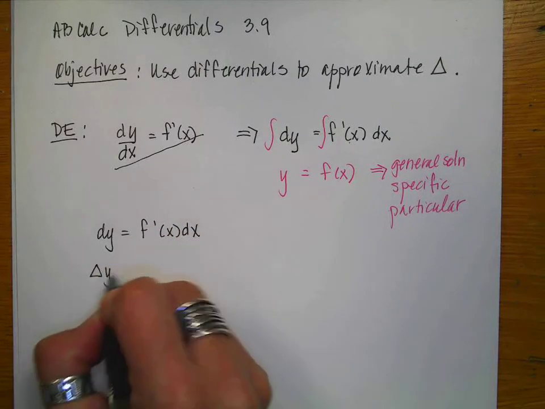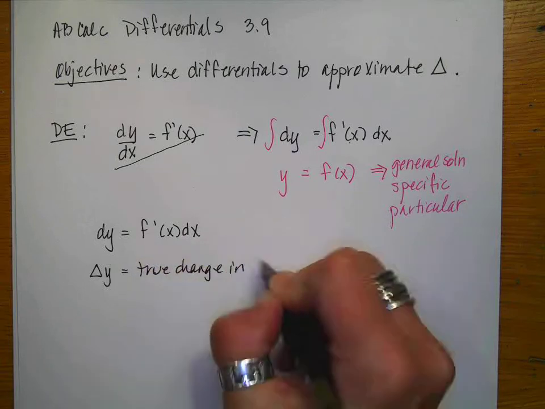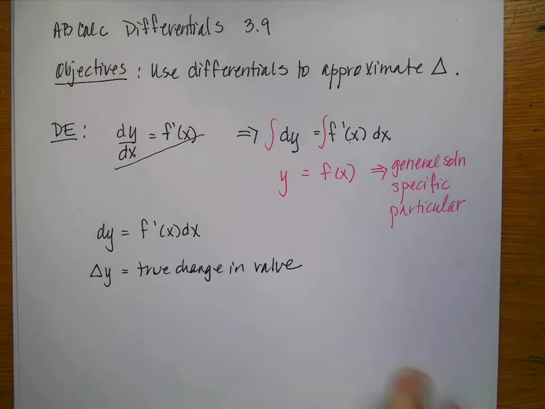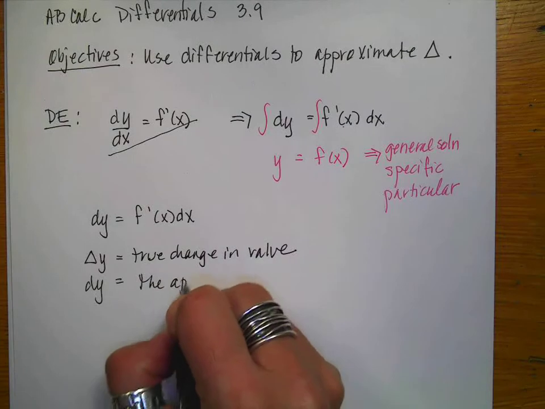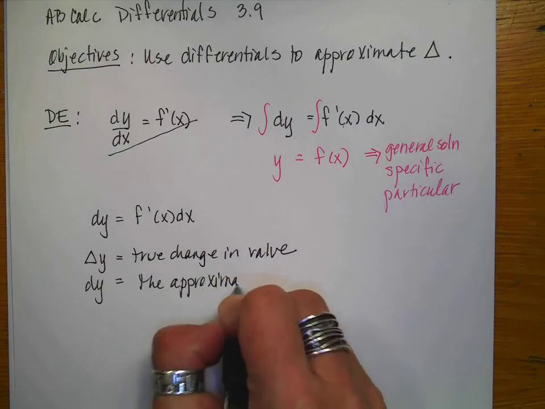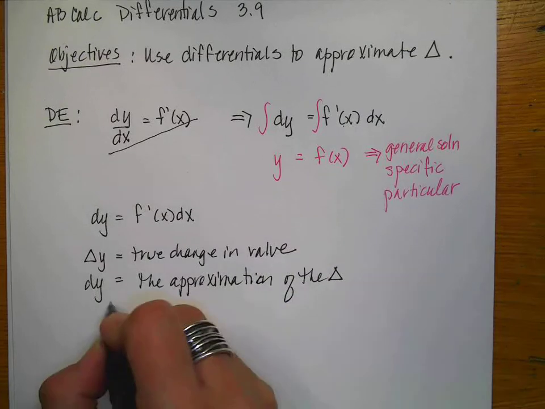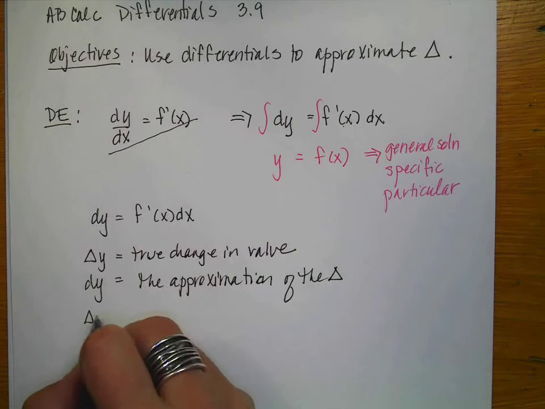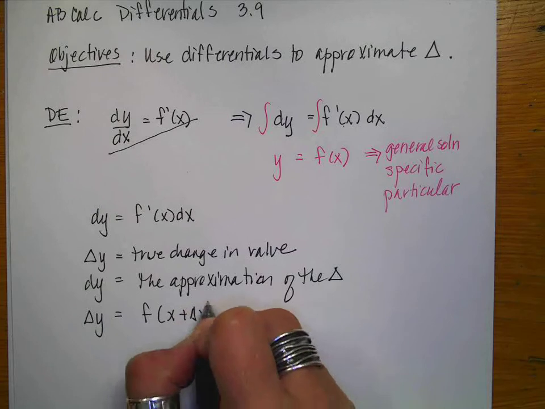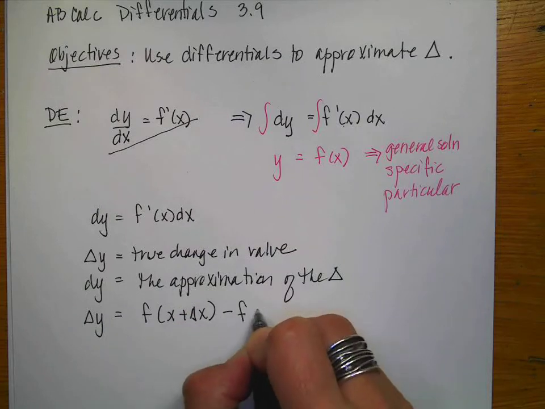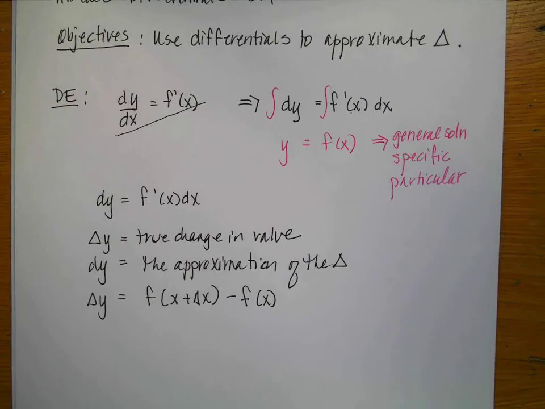So delta y is going to equal the true change in a value, and I'll explain this a little bit in a moment. And then dy is going to equal the approximation of the change. And then delta y is going to equal f of x plus delta x, we've seen this notation before, minus f of x. Okay, so we're going to have a difference between delta y and dy.